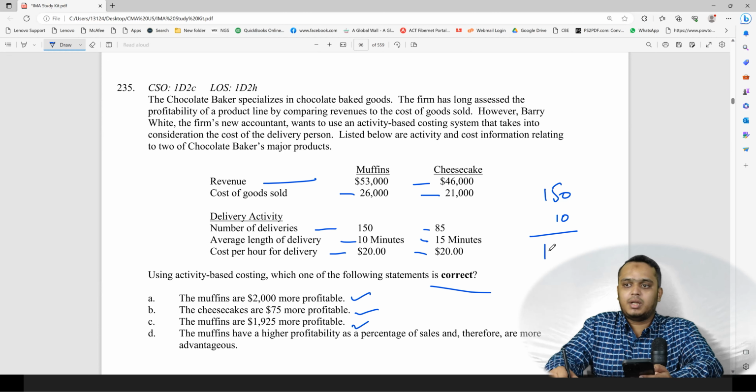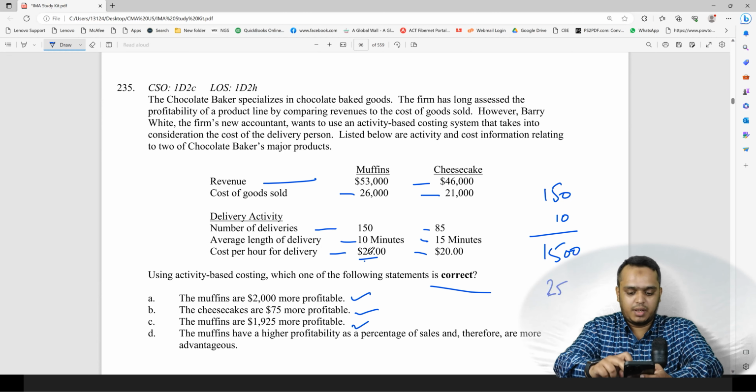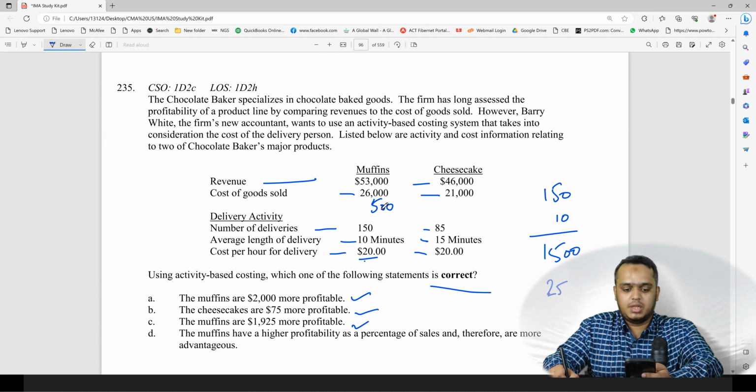150 into 10 is 1500. Now I'm taking 1500 minutes. So how many hours is it? 1500 divided by 60 gives me 25. So I am taking 25 hours for this delivery. Okay, so 25 into 20, because 20 is the cost per hour. So 25 into 20 equals 500, which is the cost here.